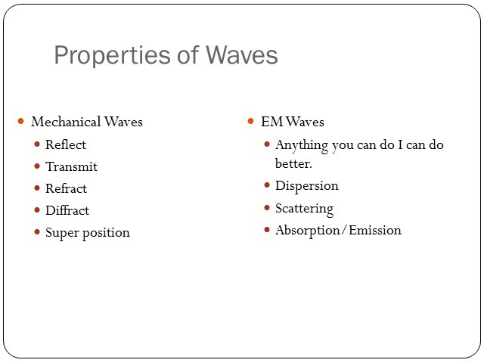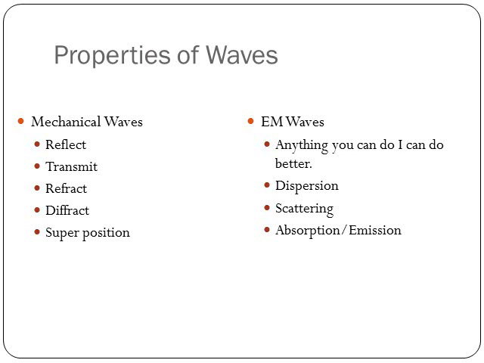All right, so what are the different properties or phenomena that electromagnetic waves can perform? Well, as with all mechanical waves, electromagnetic waves can also reflect, transmit, refract, and diffract, and have superposition. The difference, though, is that with electromagnetic waves, they also show the phenomena of dispersion, scattering, absorption, and emission.